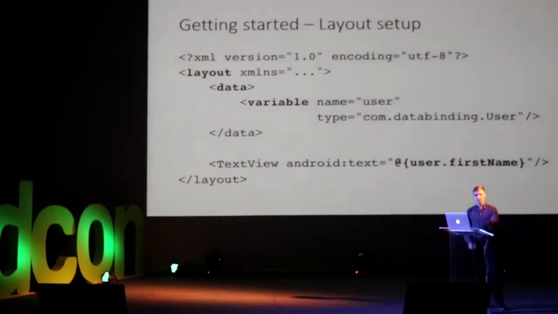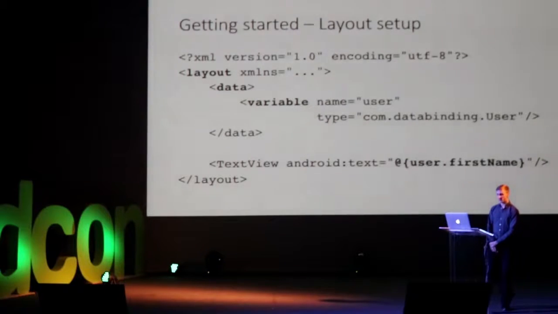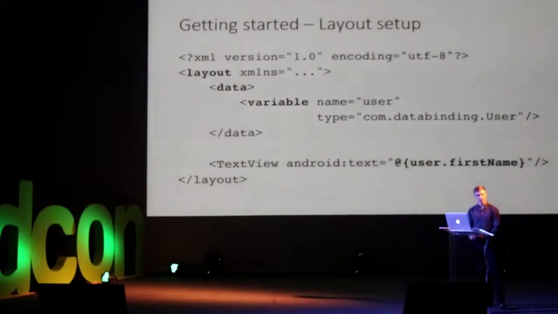So you refer to the variable that you've defined in the data block, and then you can just get the first name field. So user.firstName. It should either be a public field, or you can also use a getter. If you have a private field and a public getter, then data binding will figure out, even when you just write user.firstName, that it needs to use the getter. So you don't need to explicitly state user.getFirstName. So that's nice.